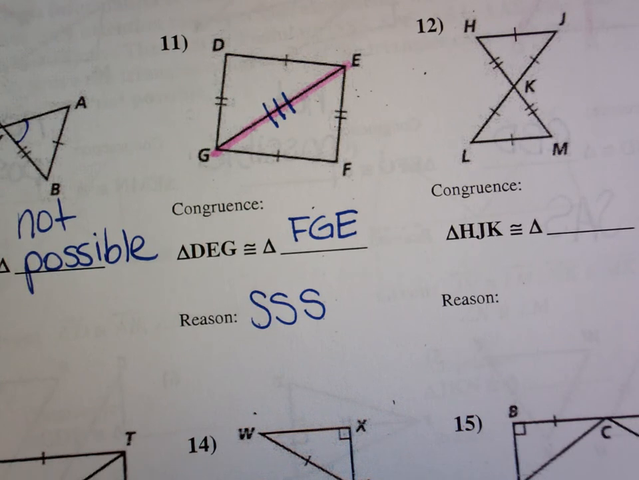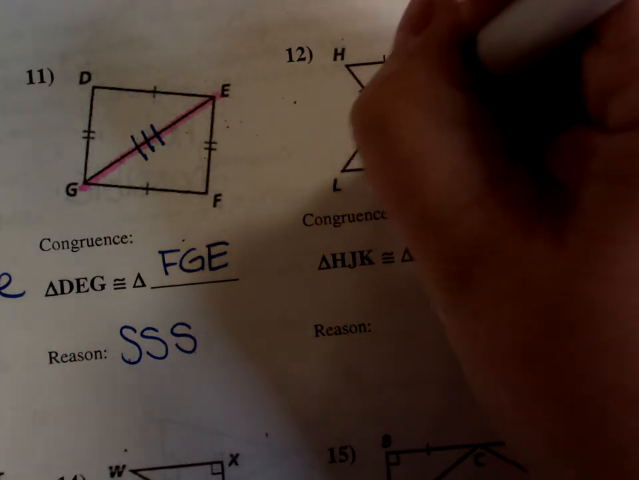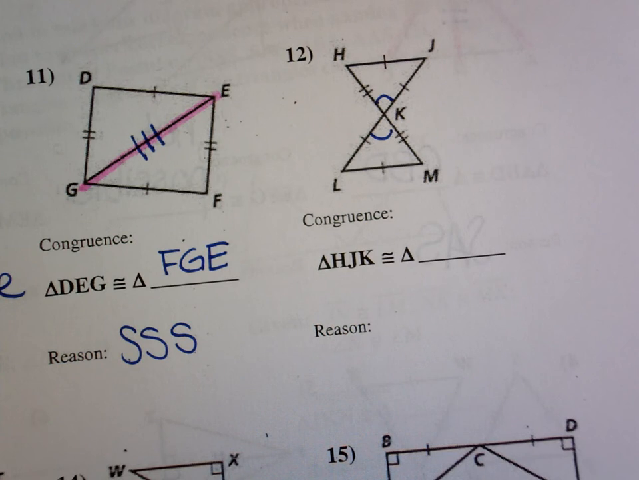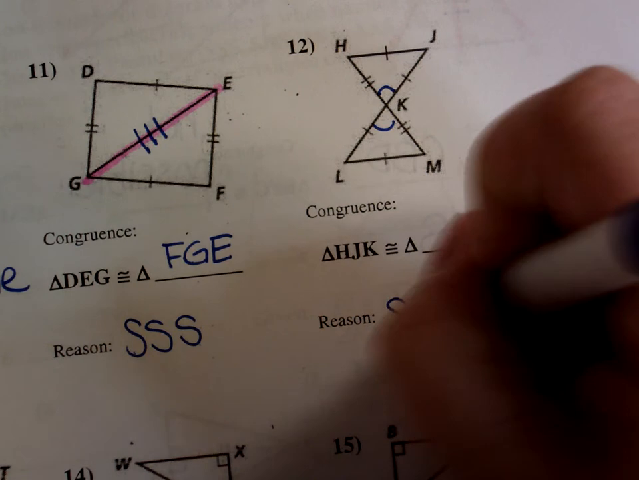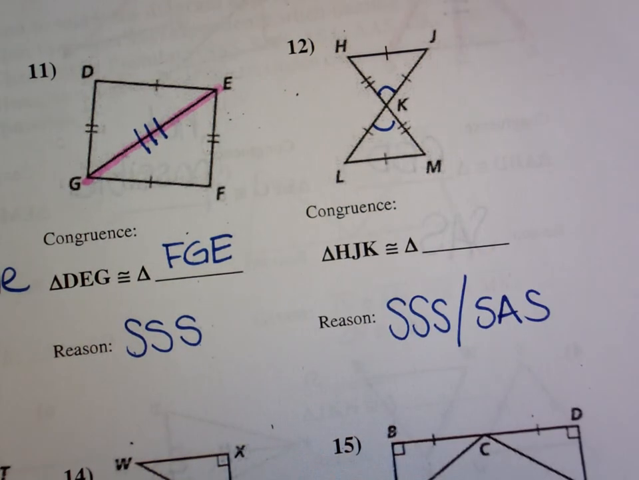Number 12. Here's another one where I have a vertical angle pair right here. Angle HKJ and angle LKM. Those are congruent angles. So I've actually got plenty of information on this one. I've got side, side, side. I've got side, angle, side. That's about it. So I could say either one, side, side, side, or side, angle, side. HJK is going to be congruent to, let's see, MLK.